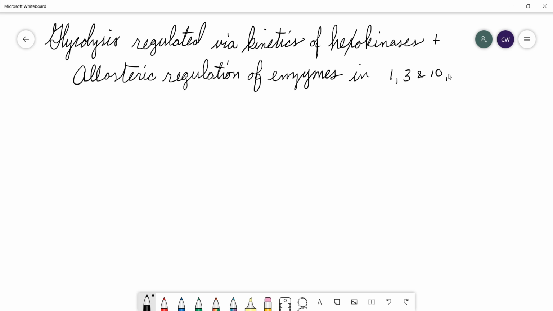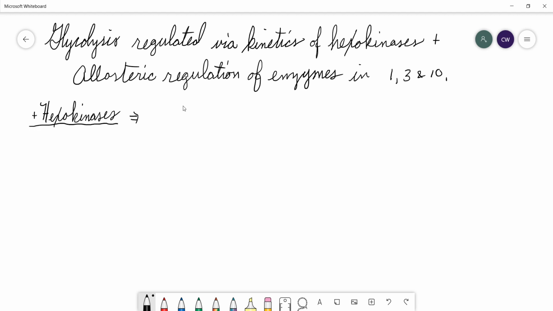All right, pop quiz. What are those enzymes? If you don't remember, go back and look. Not only do I want you to know those enzymes, but I want you to know what it means for those enzymes to be allosterically regulated. Explain that. Define that. So, hexokinases.